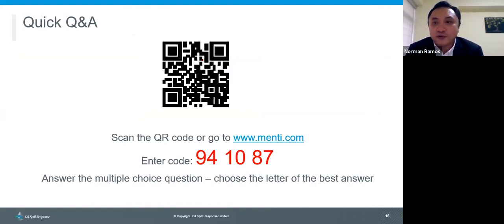So just a quick Q&A for our participants. What I would like you to do is to scan the QR code or go to www.menti.com and enter the code 941087. There's one multiple choice question, and I would like you to choose the letter of the best answer. Let's have 3 to 5 minutes for this activity. So can I get the participants to scan the QR code or go to menti.com, enter the code, and answer the question. Let me stop sharing my PowerPoint and I will share this menti.com.